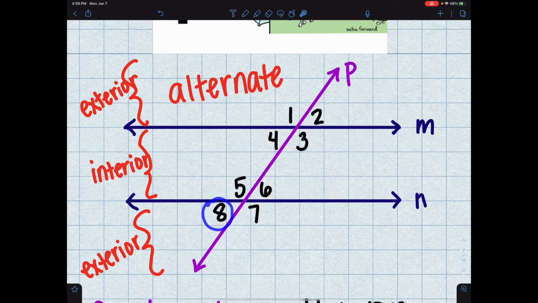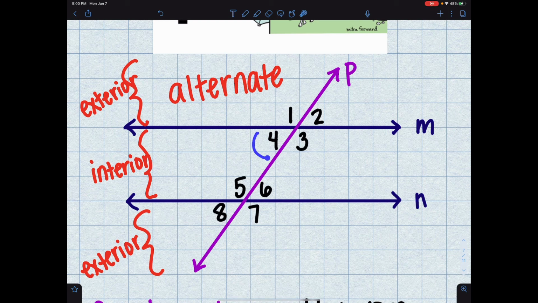This is an alternate exterior angle compared to angle 2. Why? Because they're both acute angles. They're on opposite sides of P, so that makes them alternate. And they're outside of this box, so that makes them exterior. So angle 2 and 8 are alternate exterior angles. Angle 1 and angle 7 are alternate exterior angles.